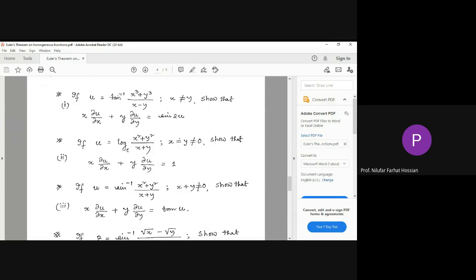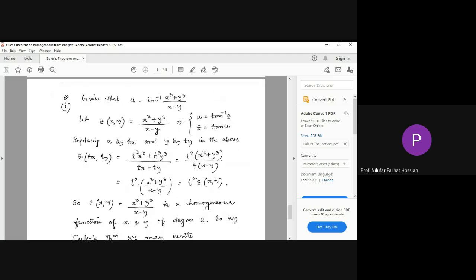If u equals tan inverse of (x cube plus y cube) divided by (x minus y), where x is not equal to y, because in that case the lower part becomes 0 and the whole thing becomes infinity. So x is not equal to y, show that this equals this. The same question, u equals this, here x is not equal to y. So here you have to prove this. This is the type of question. So let us take the first one. Here u equals tan inverse of this, and you have to show that x del u by del x plus y del u by del y equals sine 2u.